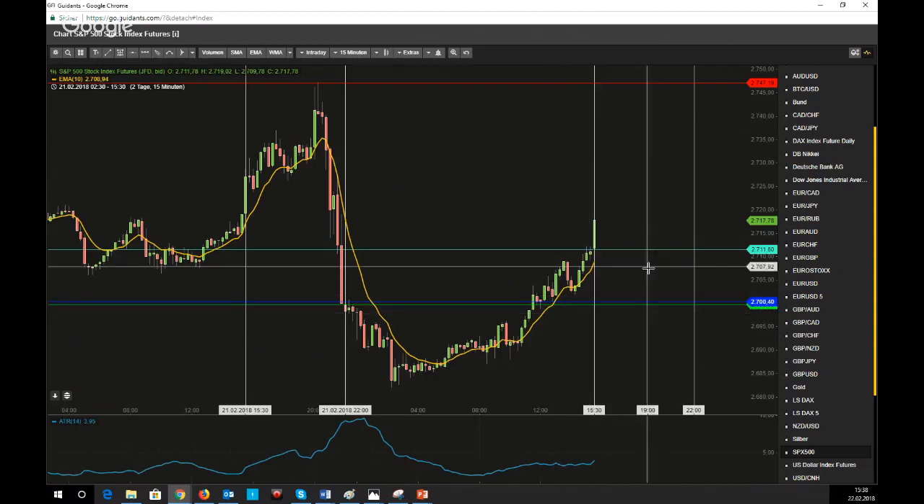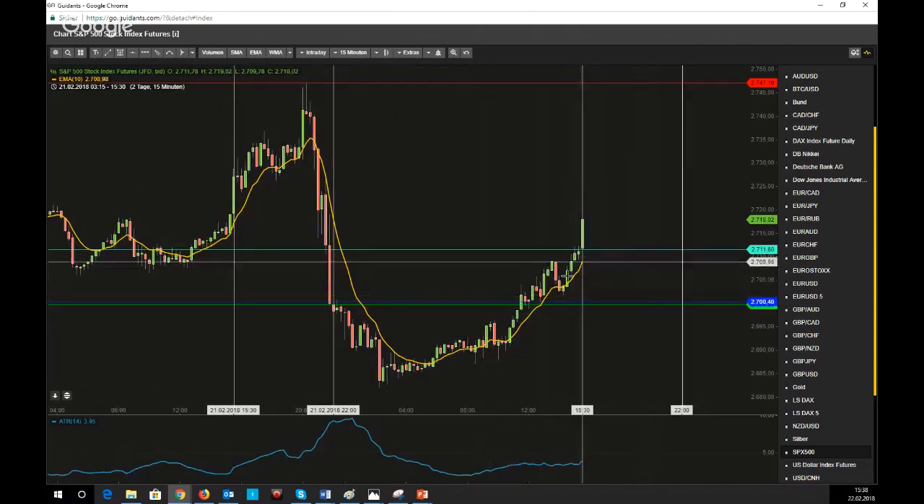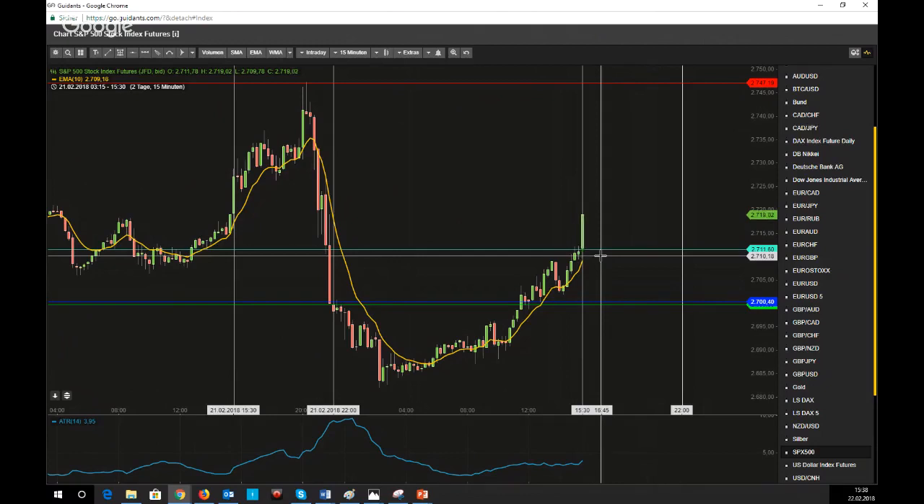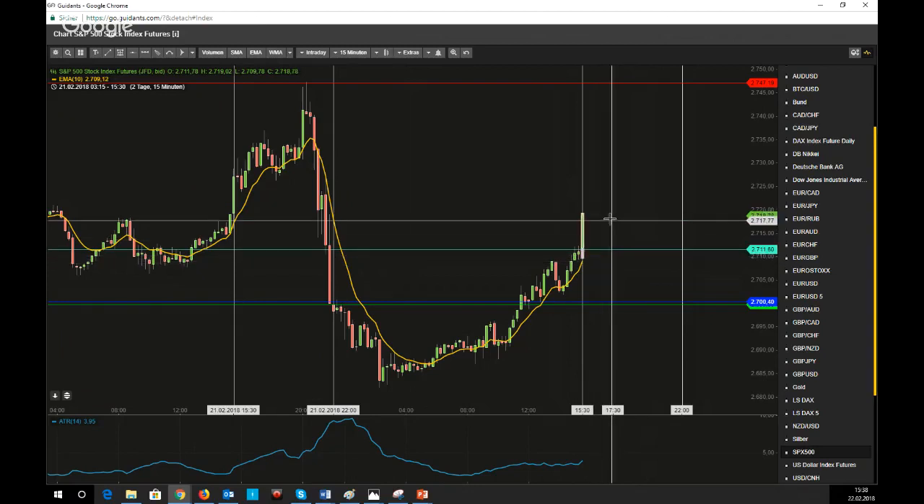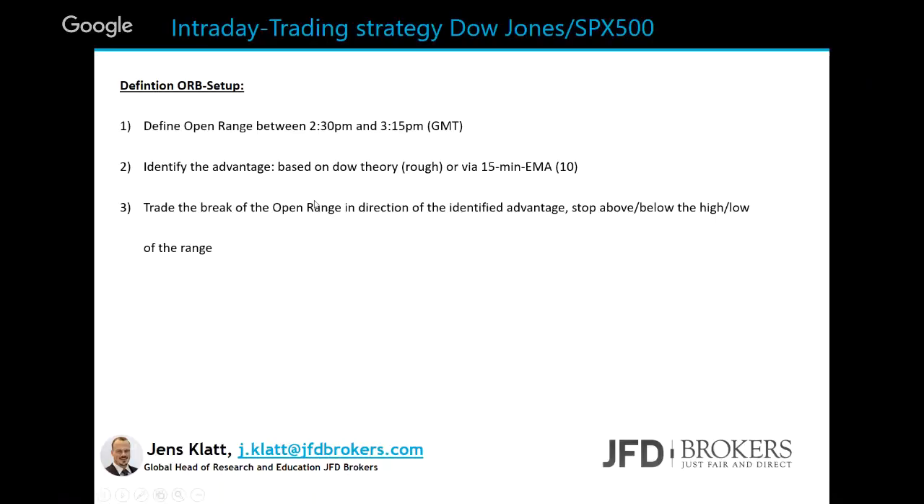So now we can adopt this open range setup here to the S&P, which means, for example, that currently we are trading above this yellow line, which means we have to wait another 30 to 35 minutes here until we have our open range defined, and then we can decide whether to go long or short. But, and this is the thing, currently we have to trade the long side, because our setup says trade in direction of the identified advantage. If we're trading above the 15 exponential moving average and the open range is defined and we're breaking it on the upside, we trade the long side.